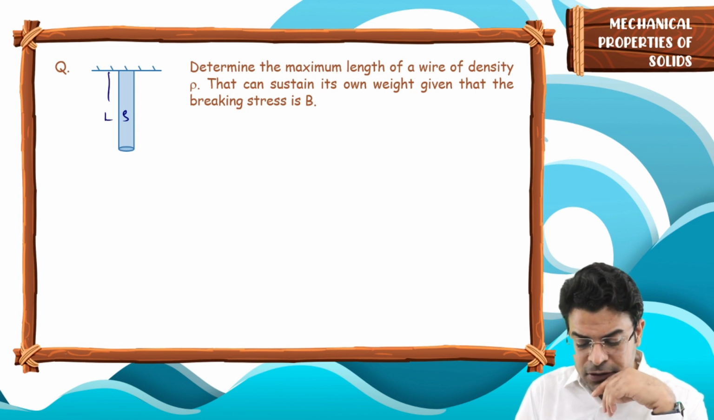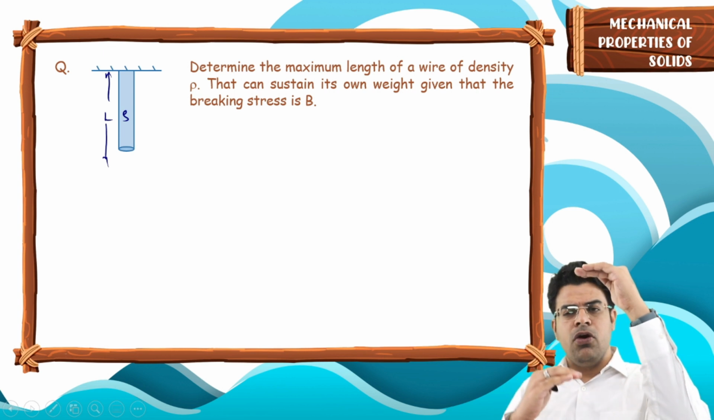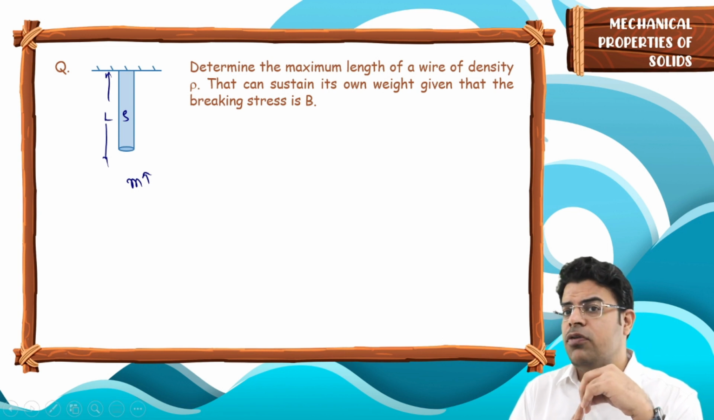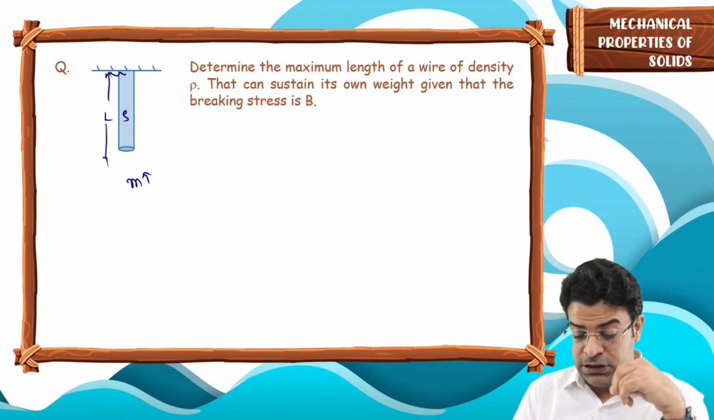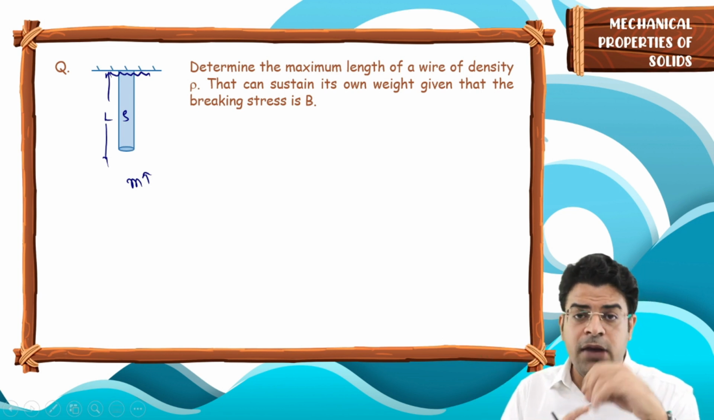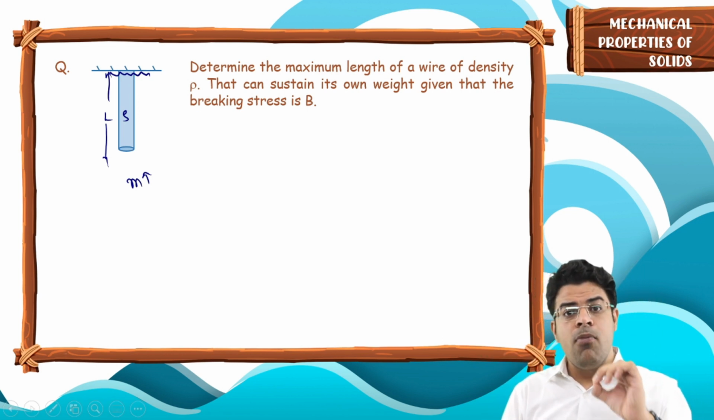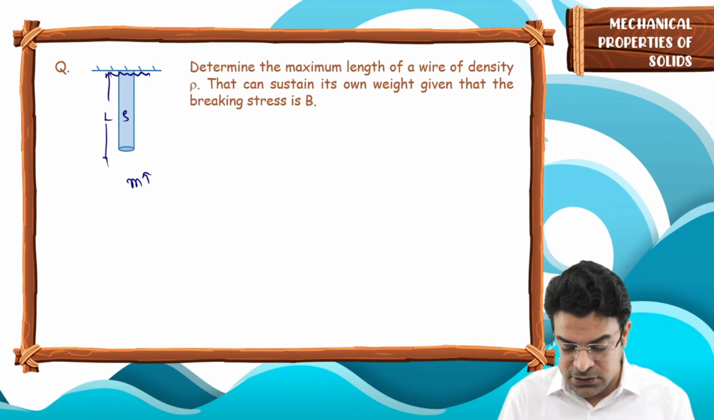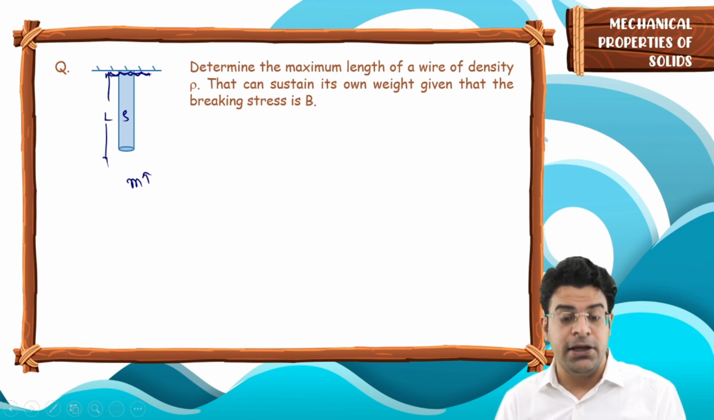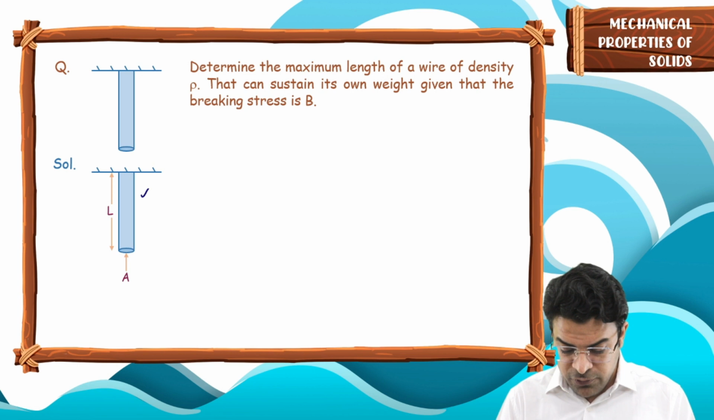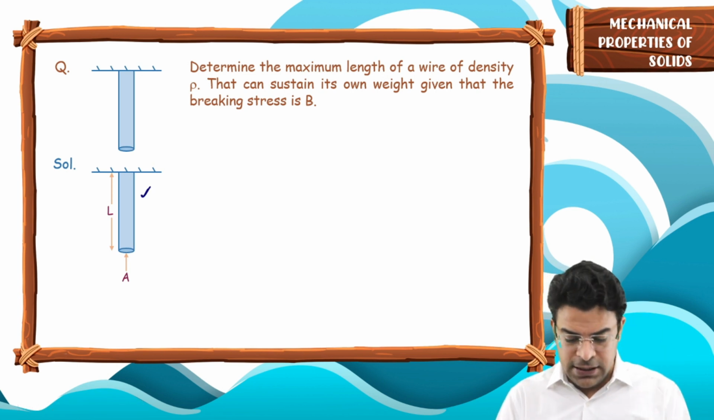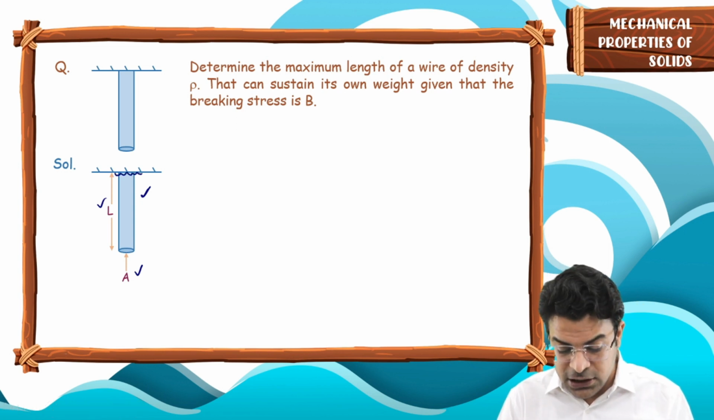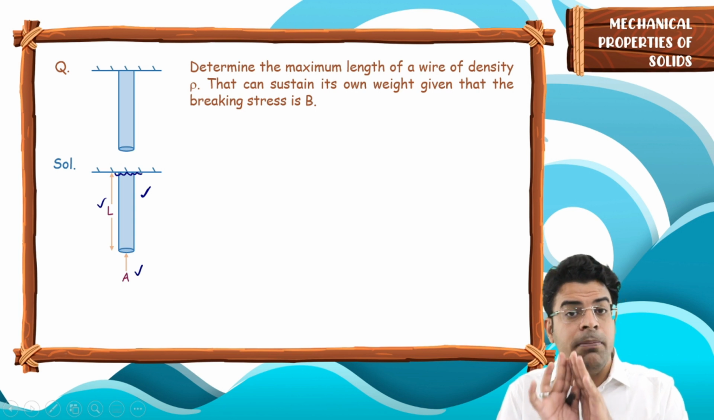Because, sir, as the length of the wire increases, visualize a longer wire, then the mass of the wire will increase. If the mass of the wire increases, then the tension at the topmost point will increase. If the stress at the topmost point becomes more than the breaking stress, then the wire will break. If we don't want this wire to break, then the stress at the highest point should be less than the breaking stress. So, if we assume this wire to have a maximum possible length L made up of material of cross-sectional area A, then the stress at the top should be less than the breaking stress.